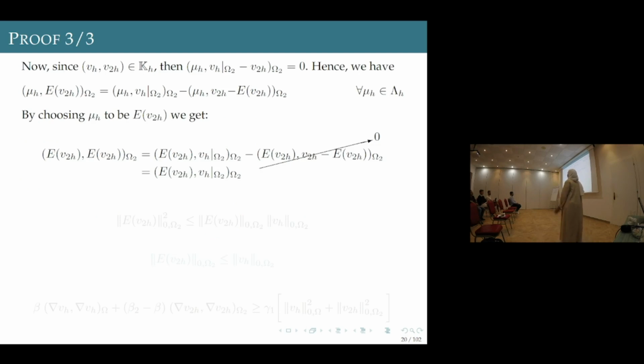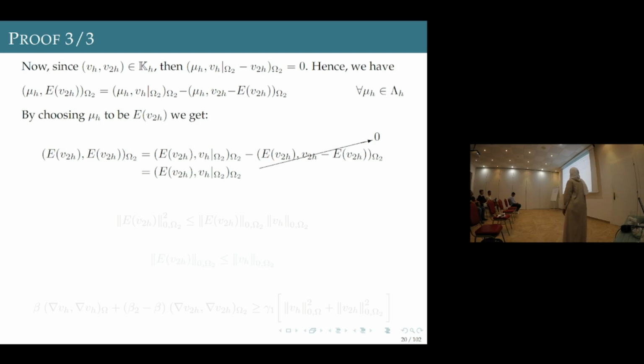Making use of the fact that VH and V2H are in the kernel, that means the L2 scalar product of mu H and the difference between VH restricted to omega 2 and V2H in omega 2 vanishes. So making use of that, I will add and subtract the mean value to both sides here, and then make the choice of mu H to be the mean value of V2H. Then I can rewrite this as follows, where this term definitely vanishes because it is the mean value of V2H.